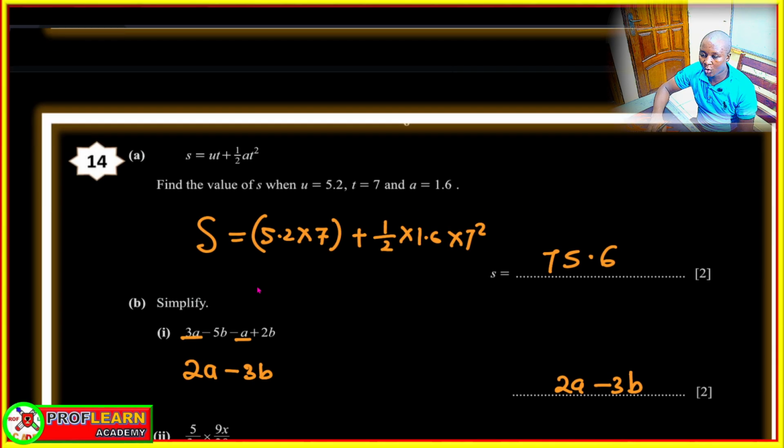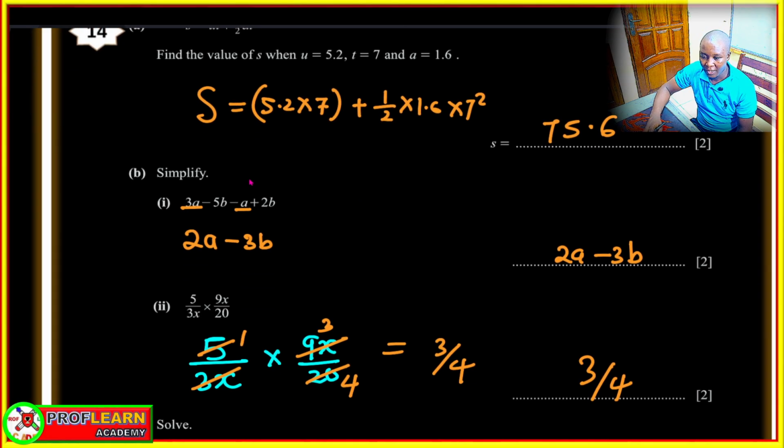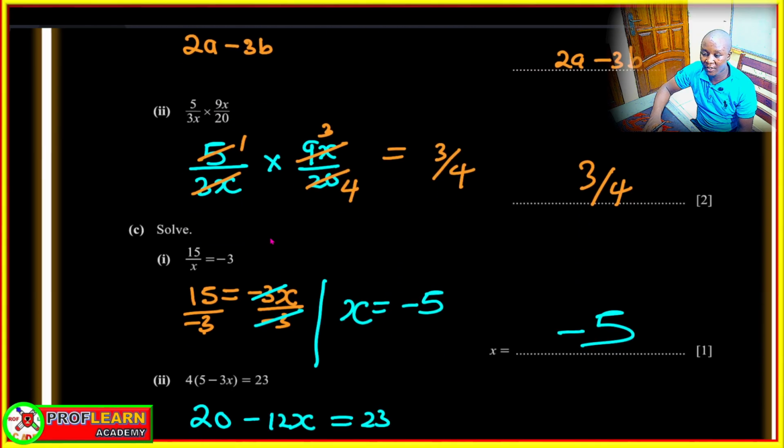Question to do with substitution. You are told substitute or find the value of when u is equal to 5.2, t equals 7, a equals 1.6. Where you have those letters, you are going to substitute there, and remember to include the signs. And also where you are told to square, remember to square, so that you can get the answers. Simplifying, where you are given terms like this, put the like terms together and then simplify. Where you are expected to factorize, go ahead and factorize.